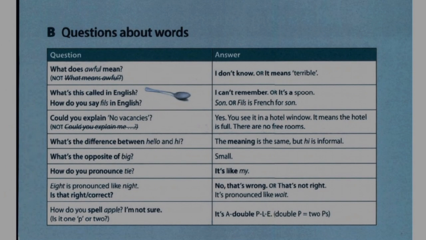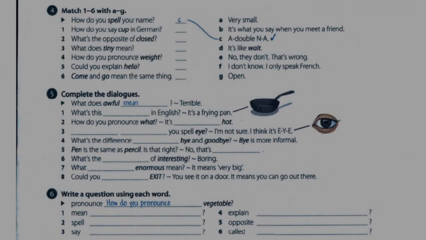How do you spell apple? I'm not sure. Is it one P or two? It's A, double P, L, E. In American English, we say double P, and double P means two P's. Okay, let's take it into practice.